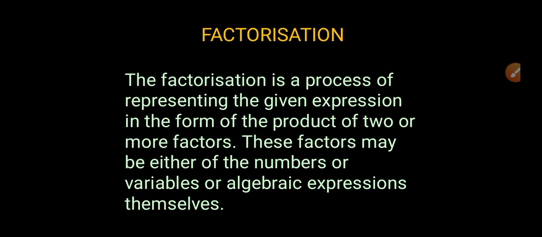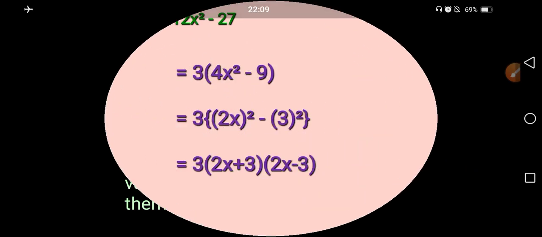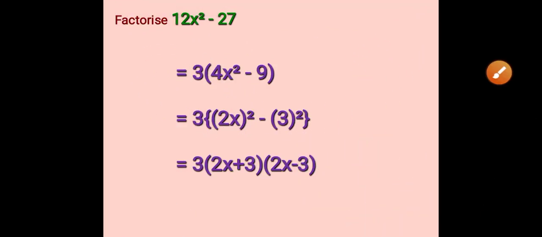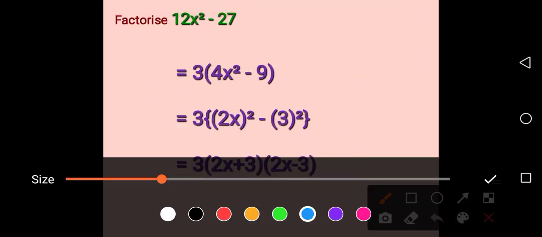The factorization is a process of representing the given expression in the form of the product of two or more factors. These factors may be either numbers, variables, or algebraic expressions themselves. Let me demonstrate with the help of an example.